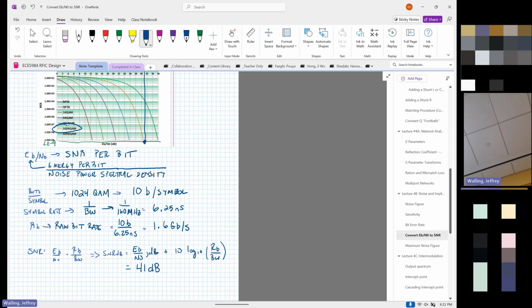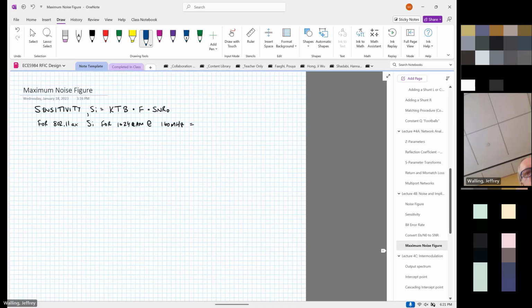Here, when we're talking about bandwidth, are we talking about per channel bandwidth or the entire bandwidth? This is the channel bandwidth. So in this case, the 160 megahertz. Our receiver is going to act like a filter and select just the channel that we're looking at.